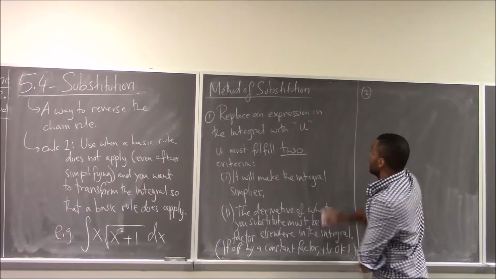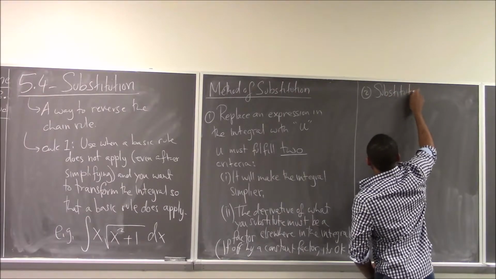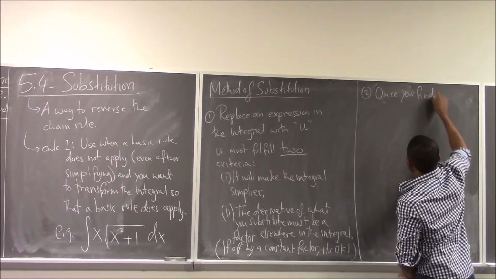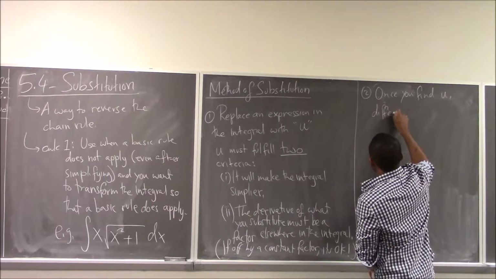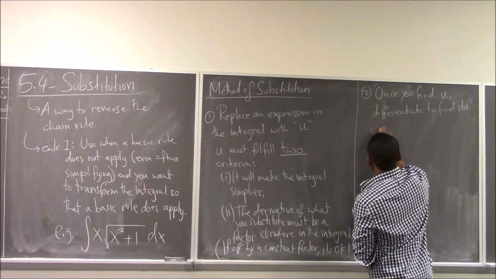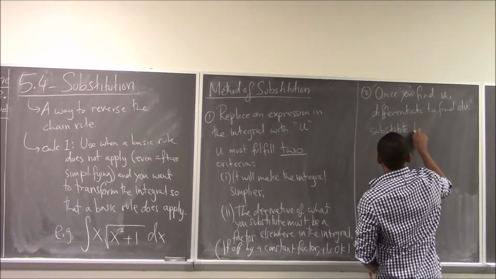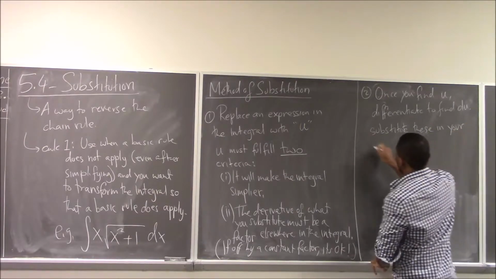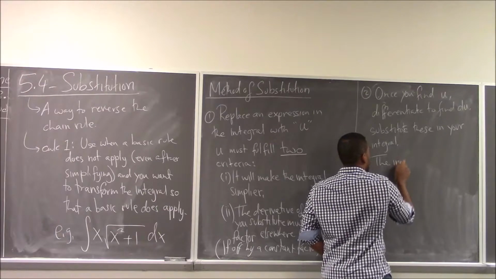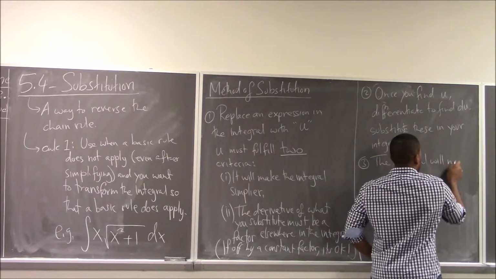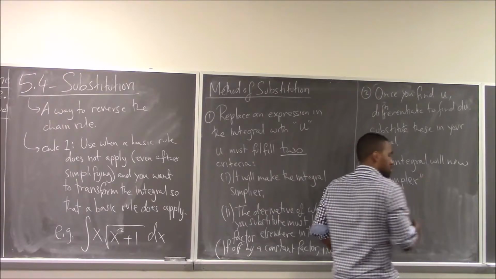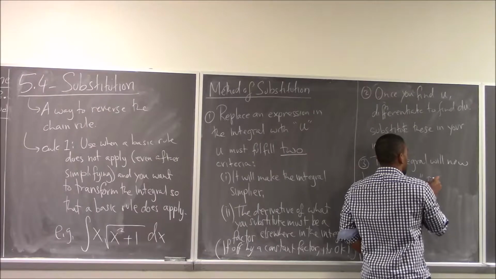Step two is now you're going to substitute. Once you find U, differentiate to find du, substitute these in your integral. The integral will now be simpler in the sense that a basic rule would now apply. Perform the integration.